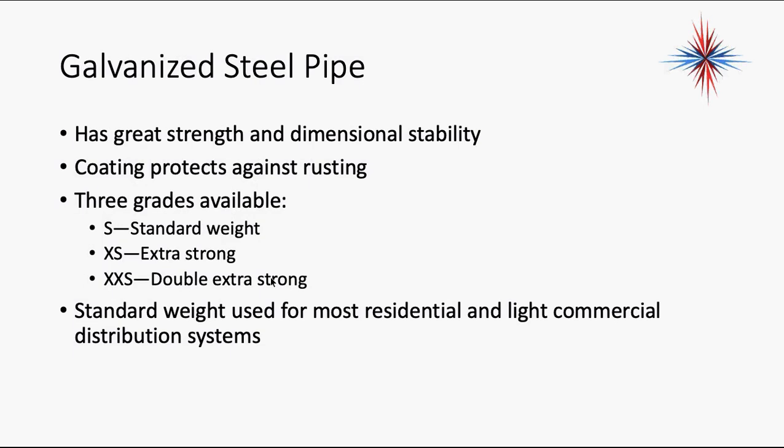There are 3 grades available: standard weight, extra strong, and double extra strong. Standard weight is used for most residential and light commercial systems. When you start getting into sprinkler systems and fire control, you're using the double extra strong. But you're not really going to worry much about that. And I don't think you'll see a lot of galvanized steel piping out there.